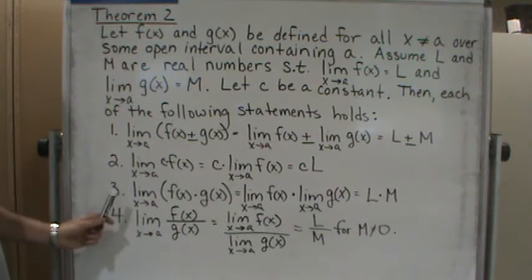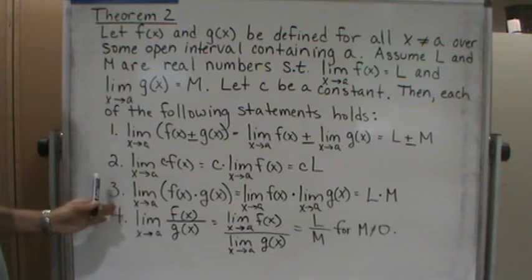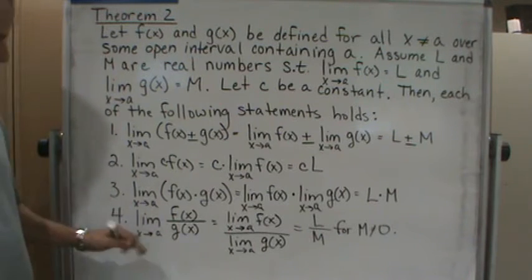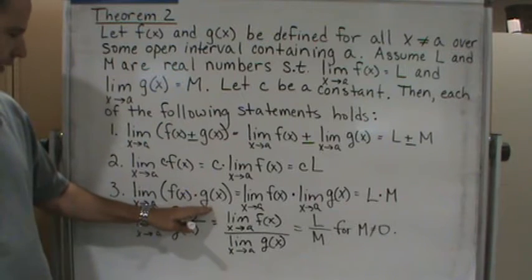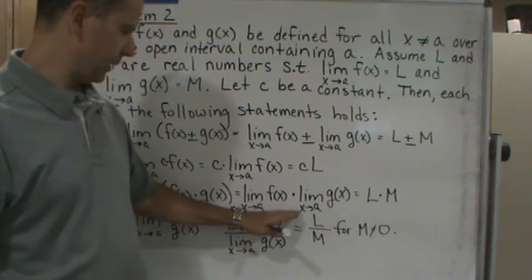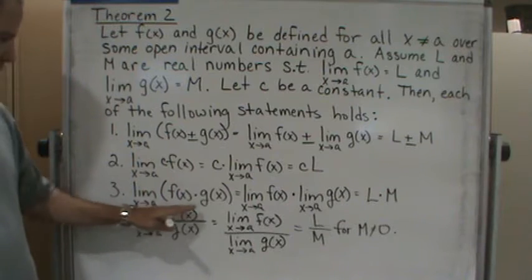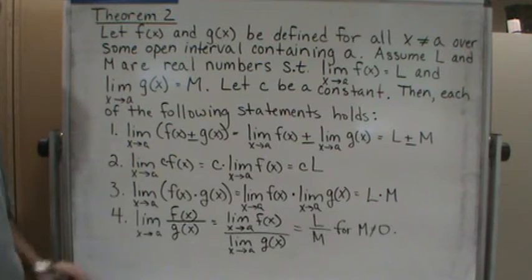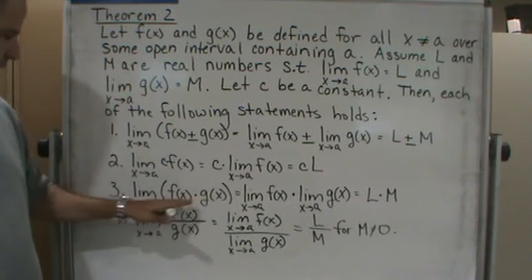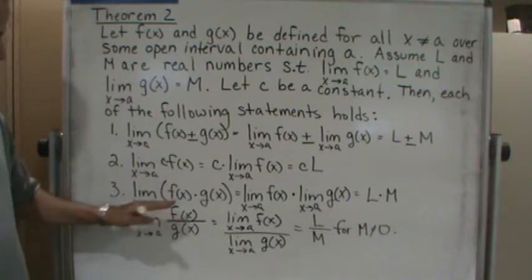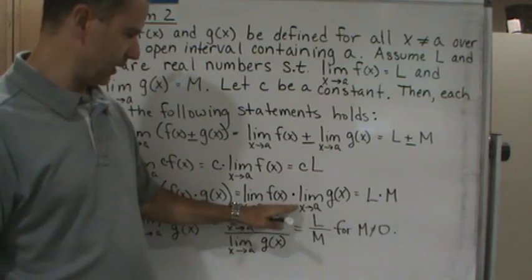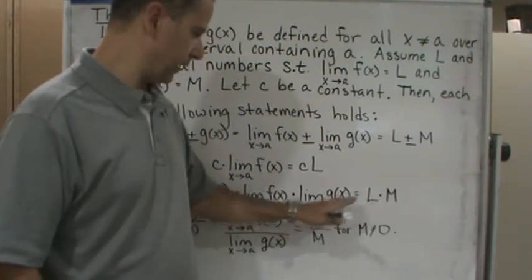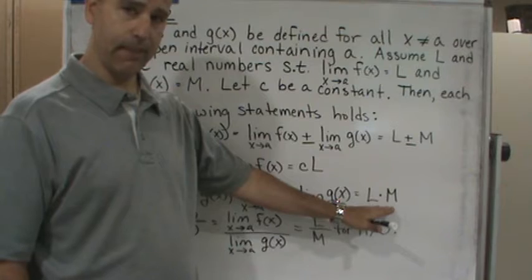And then the product law is dealing with multiplication of functions. So the limit of a product is equal to the product of the limits, which means again you can split this up into two separate products. So the limit can be distributed in a sense to the functions. Then you can handle the limits separately and you get L times M.